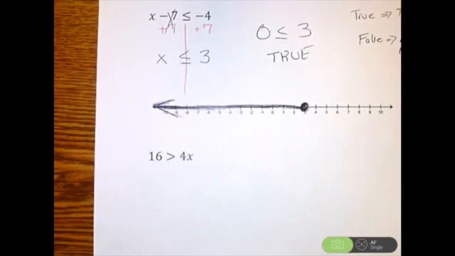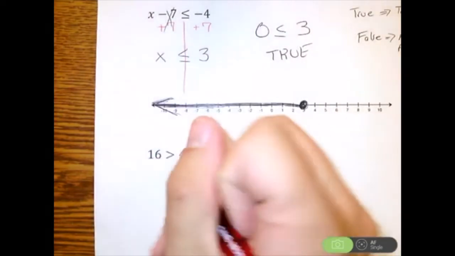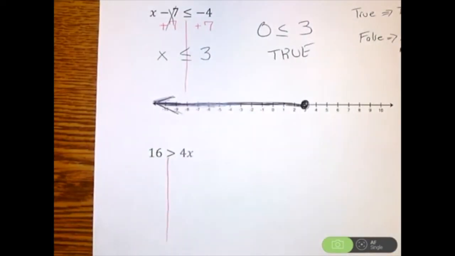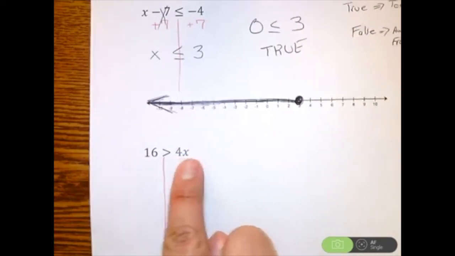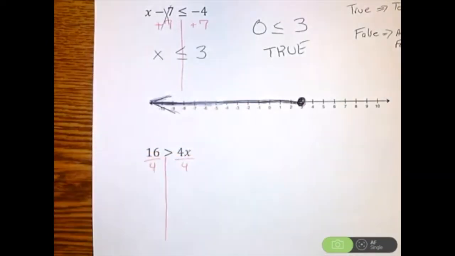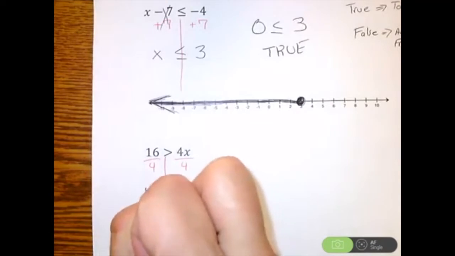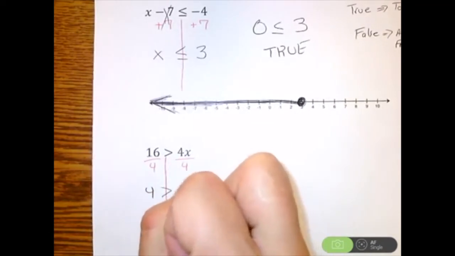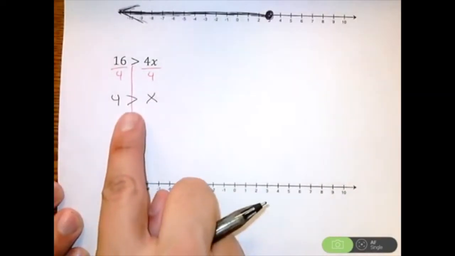So now that we have a quick overview, I'm going to go a little bit faster. So 16 is greater than 4x. Again, we're trying to get the x by itself, so the focus is on the right side. This is multiplication, so I'm going to divide by 4, divide by 4. So I have 16 divided by 4, which is 4, is greater than x. So 4 is greater than x.